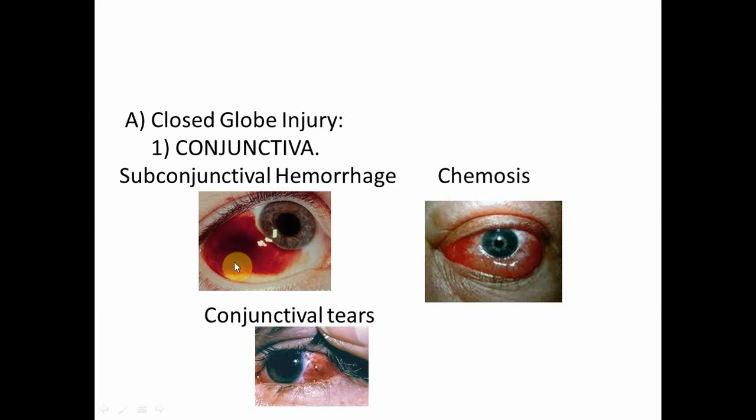So what is important is we need to assess if this trauma has caused any posterior damage. We need to examine the retina in most of these cases. So that is your subconjunctival hemorrhage. Trauma can also cause some amount of conjunctival chemosis and conjunctival tears as well. So these are all manifestations which we see on the conjunctiva.